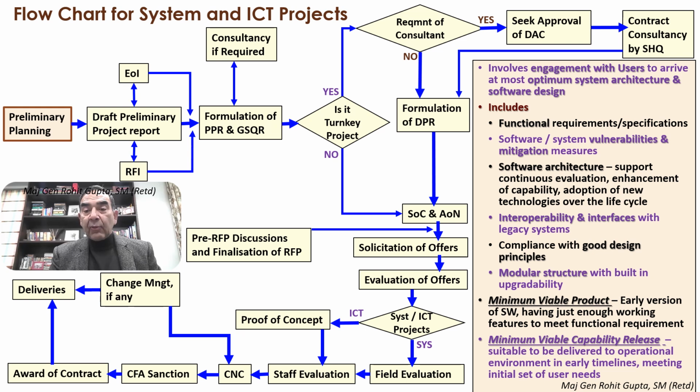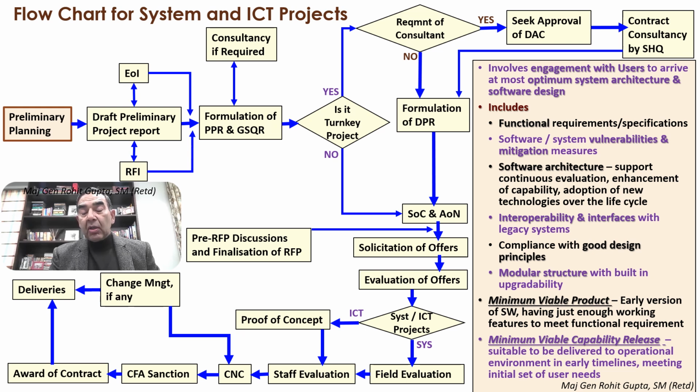Therefore, you have to engage with users to arrive at the optimum system architecture and software design. Without interacting with the users, it's not possible to do so. Now, what does it include? It includes the functional requirements and specifications that are required, the software system vulnerabilities and what mitigation measures would be available. What is the architecture of the software?